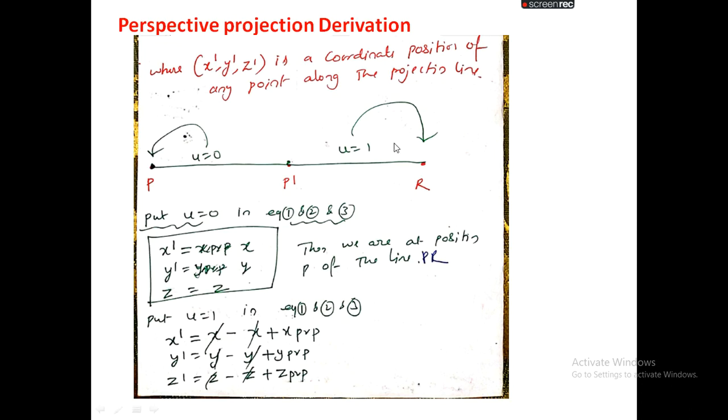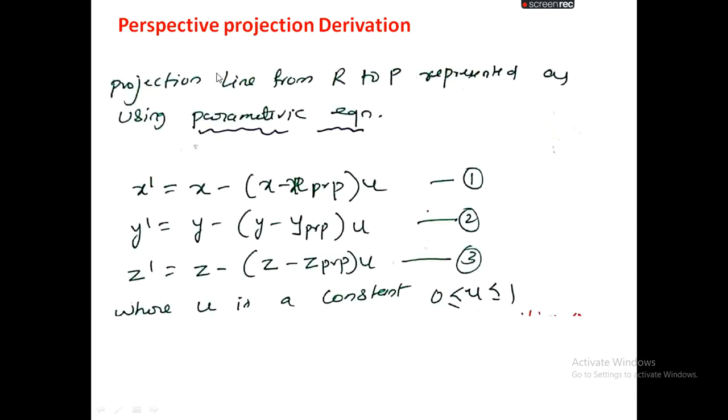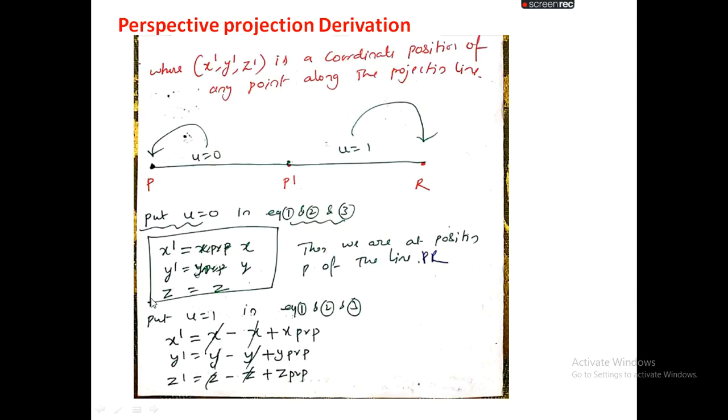As you can see, I have written clearly that whatever x dash, y dash, z dash we are determining is nothing but the coordinate position of any point along the projection line RP. So we are determining here x dash and y dash and z dash. These are the projection coordinates of the point P on the projection plane.